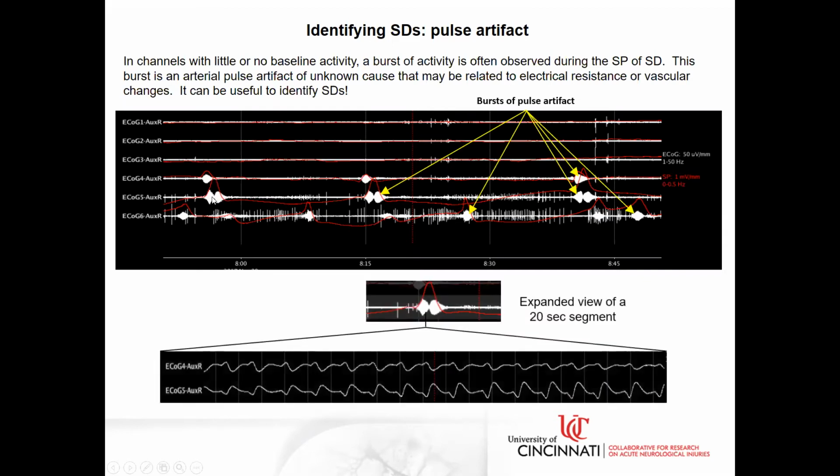And when we look at these in detail on an expanded time scale, you see that they're not actually seizures. These are perfectly time locked with the ECG or the pulse waveform. So these are some sort of artifacts. We don't know what's causing them. Could be related to some changes in the tissue, electrical resistance or vascular changes. We're not sure, but these can be very robust and aid in the identification of spreading depolarizations, particularly in isoelectric tissue.